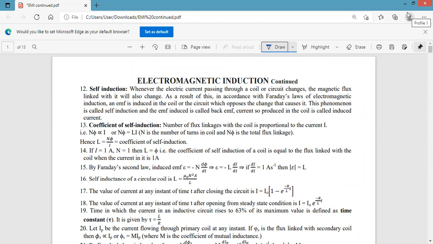So, in this class, we'll continue the discussion on electromagnetic induction. In the last class, we discussed up to the motional EMF. Now in this class, we continue that.